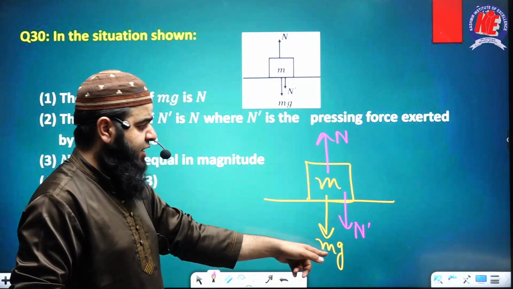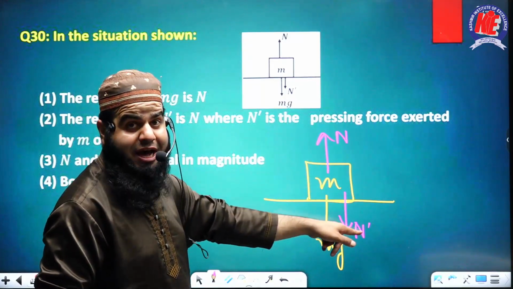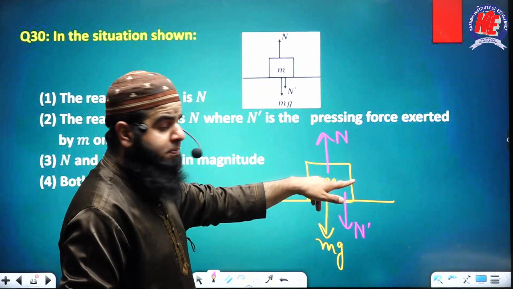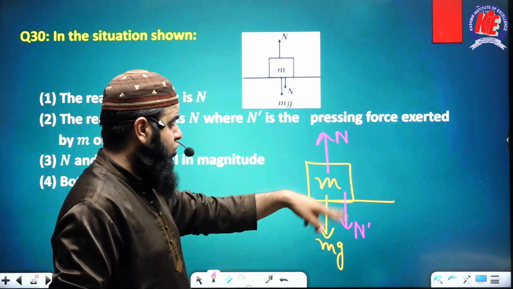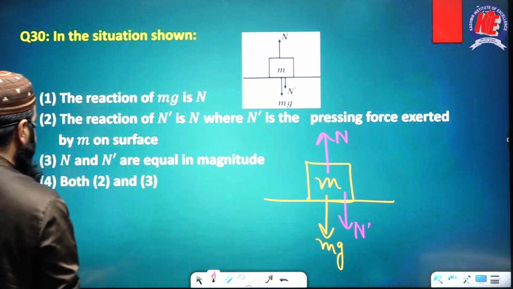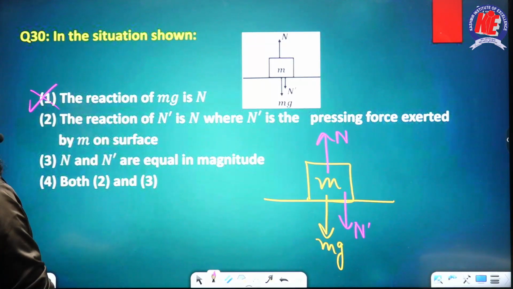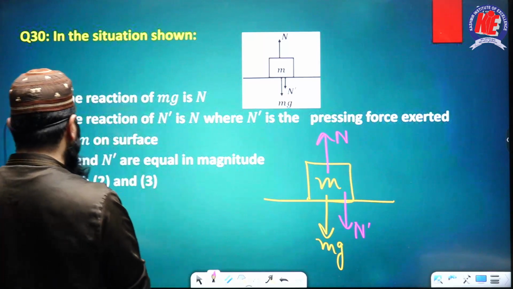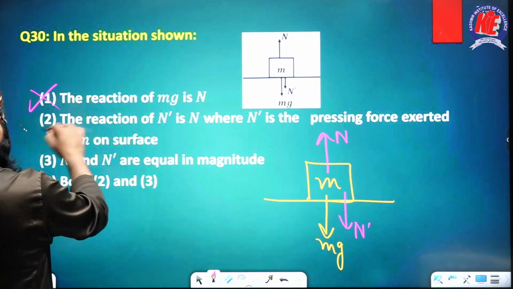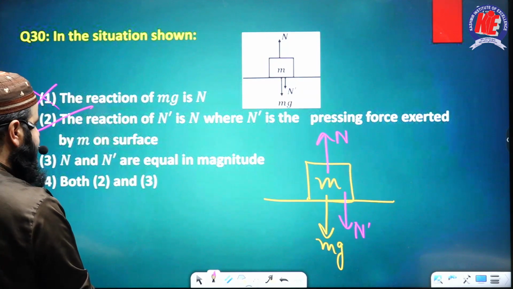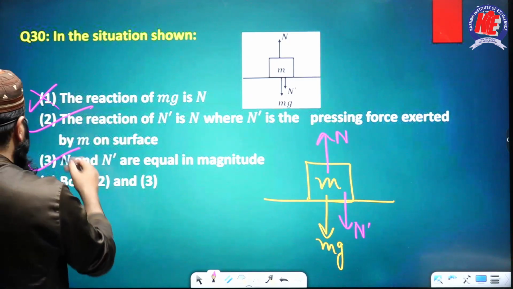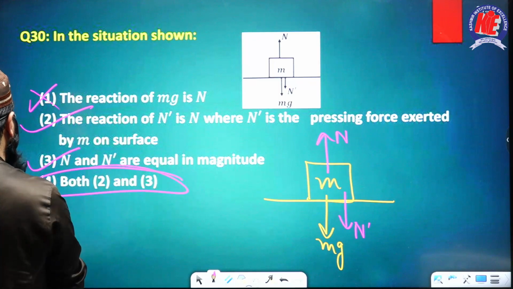So N is not the reaction of mg, N is the reaction of N dash, where N dash is the normal reaction on the surface because of the block and N is the normal reaction on the block because of the surface. So saying the reaction of mg is N is 1,000,000% wrong. The reaction of N dash is N, where N dash is the pressing force exerted by m on the surface. That is absolutely right. N and N dash are equal in magnitude, absolutely, just because they are action and reaction, so we can have the right option as both 2 and 3 will be the right ones.